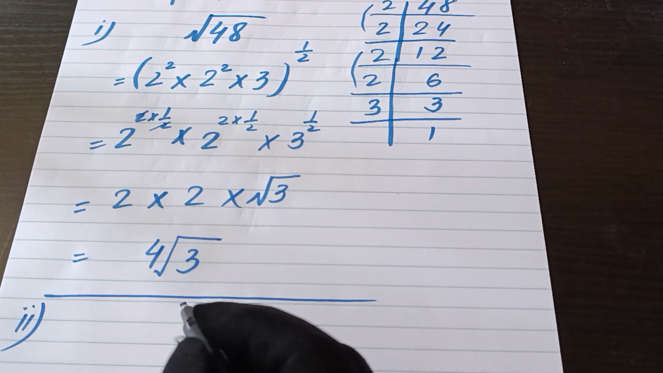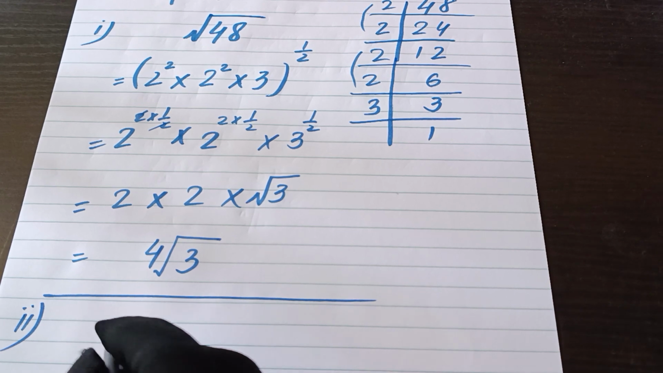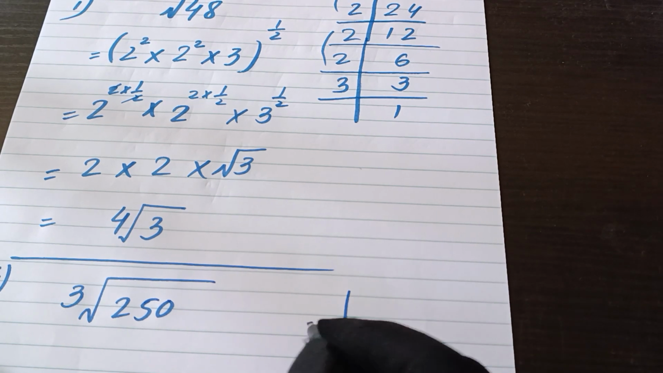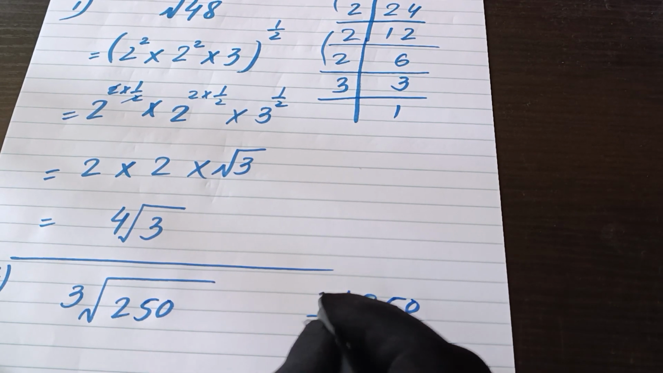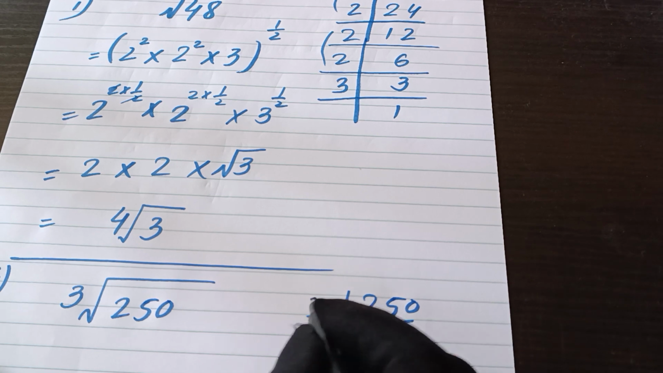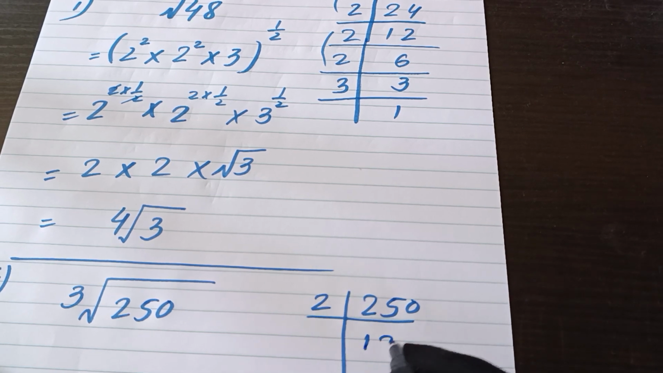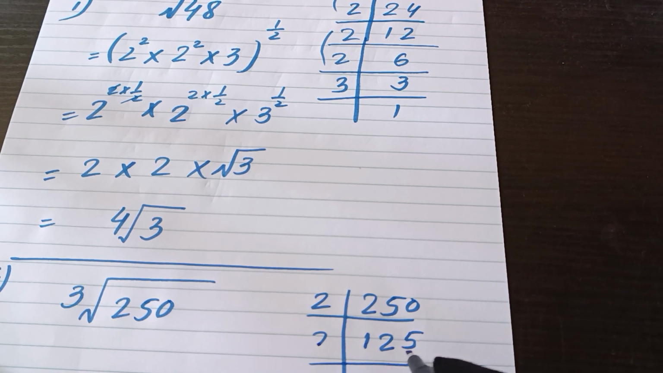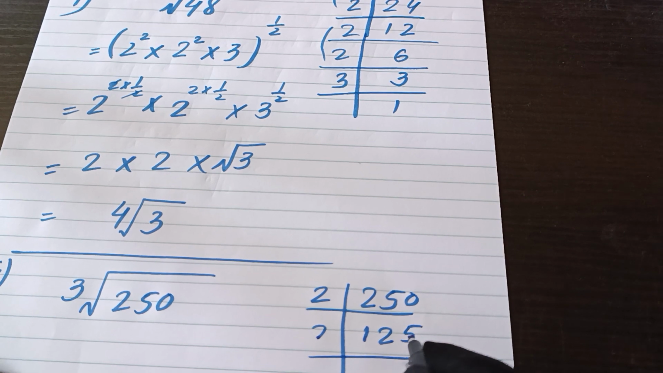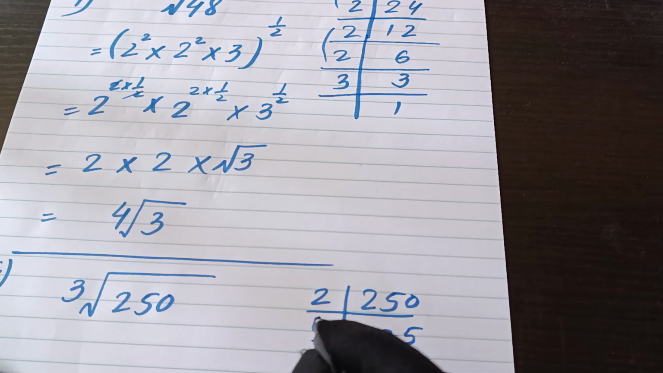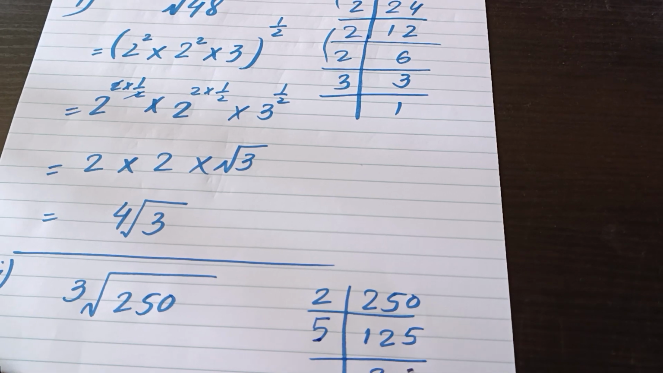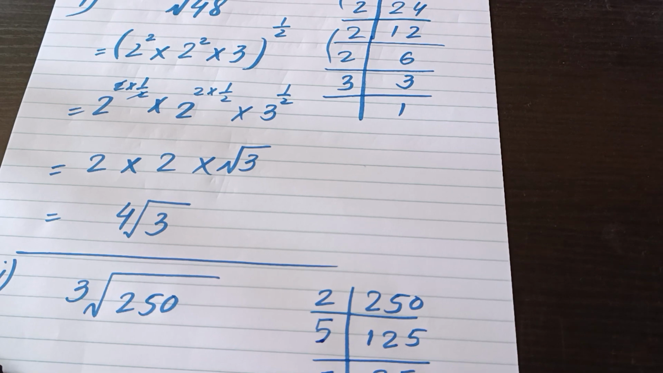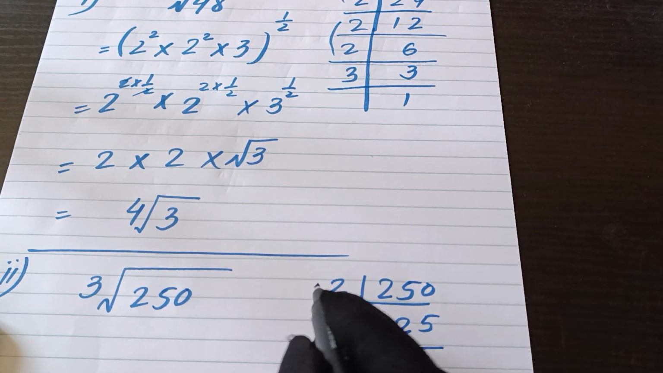Next question, I will write the cube root of 250. To factorize the number, it is an even number so I can try with 2. 2 times 125, and 125 is not an even number now. I cannot continue with 2, but it has 5, so I can start with 5. 5 times 25, 5 times 5, 5 times 1. So 250 is factorized over here.